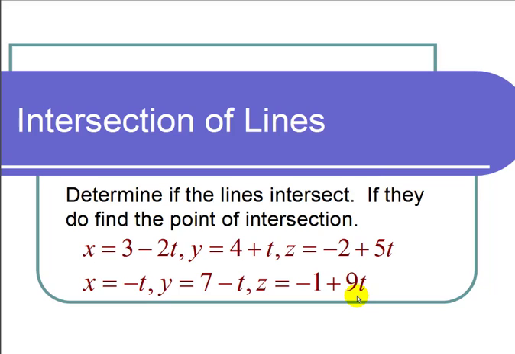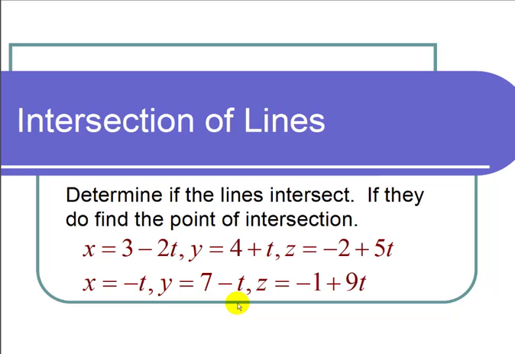If the lines intersect, that means that there's a time t for the first line and a time t, which might be different, for the second line, at which we get the same point x, y, and z for each of the two lines. So I'm going to call the time for the first line A, and the time for the second line B.